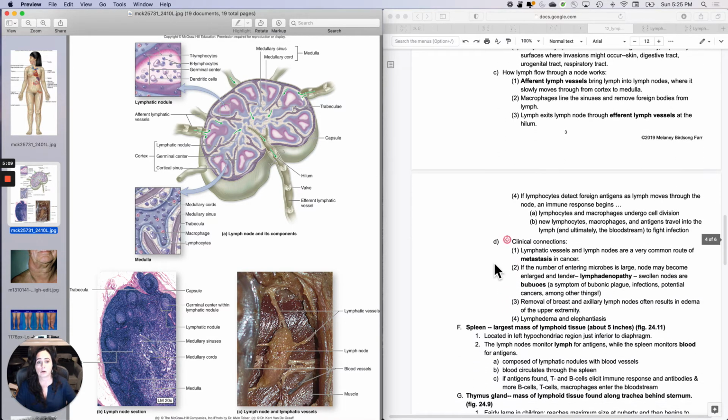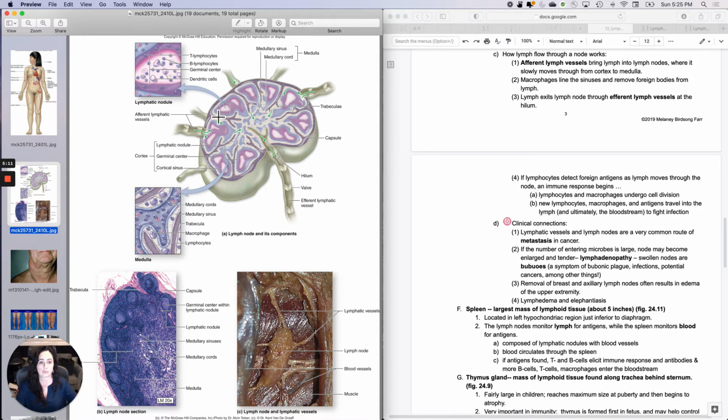So how the flow works is it comes in the afferent vessels, and they bring the fluid into the lymph node where it slowly moves from cortex to medulla. There's macrophages in there that, if anything is alive, they will whoop up on it because they're just the meatheads of the immune system. And then remove foreign bodies, kill anything that's in there, and then send lymph out the efferent vessel. Did I say these were efferent? These are afferent vessels. This is an efferent vessel. And it's going to leave at the hilum. And then this one is, of course, going to ultimately go to the next lymph node.